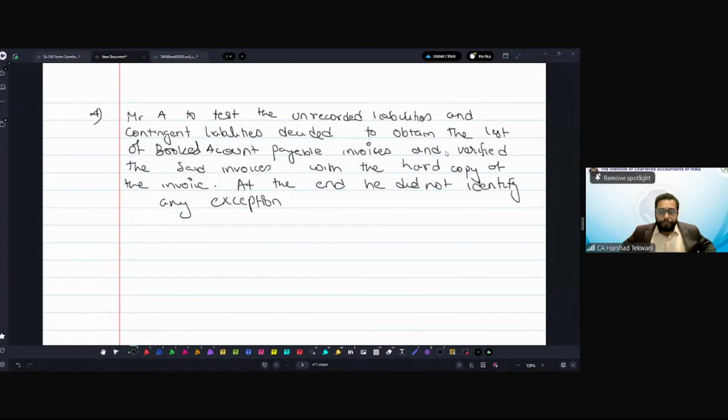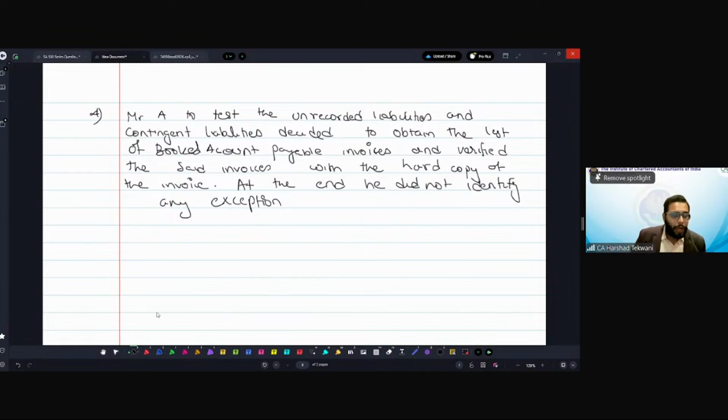No, sir, because our objective was to identify unrecorded liabilities and contingent liabilities. So the relevant audit evidence should have been minutes of the meetings or any litigation information, like litigation pending with any court, which is not already there in the books. We have to find that thing that will be relevant. Absolutely correct. Yes, very good.